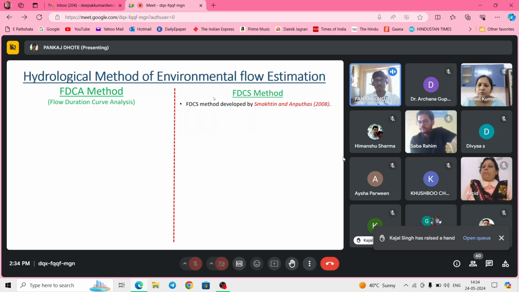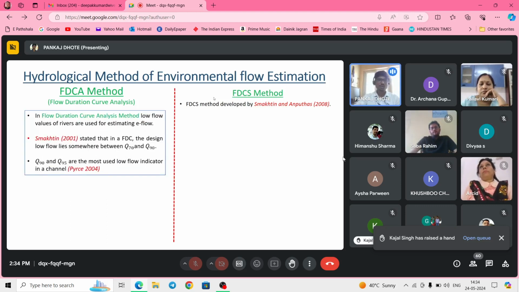Now this minimum flow varies according to the kind of river. If you are addressing the Mahanadi river, it will be different. If you are addressing the Ganga river, it should be different. That is why, on a national scale, a lot of efforts are going on to estimate the environmental flows for different rivers. Traditionally there are different methods.